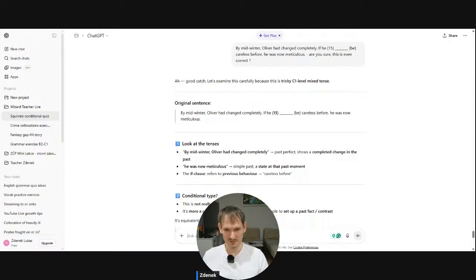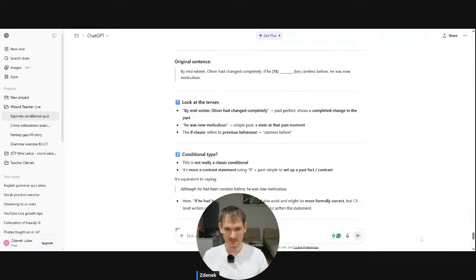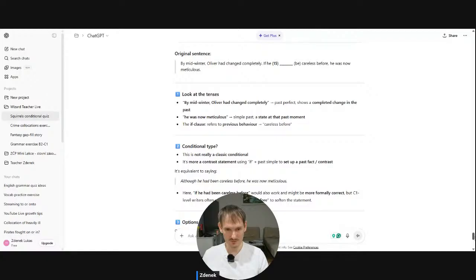If clause refers to previous behavior, careless before, this is not a classic. That's exactly my point. This is really not a classic conditional. It's more a contrast statement. Exactly. Although he had been careless before, he was now meticulous. That's why I was confused.